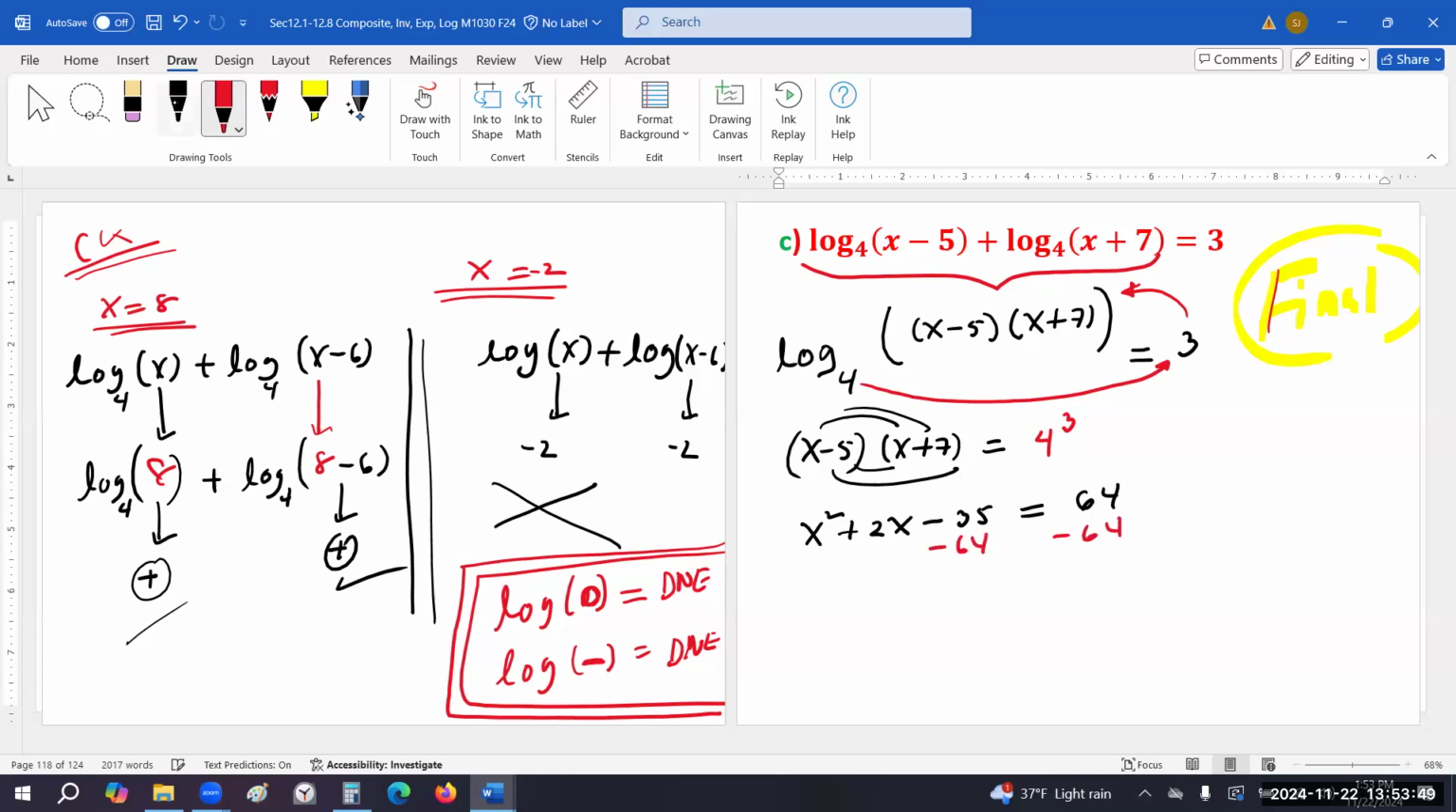Now we get x squared plus 2x minus 99. And 99 is a good number. When you see 99, what two numbers come to your mind? 11 and 9. So 11 times 9 is 99, and 11 minus 9 is 2. So we found our two factors. Plus 11.